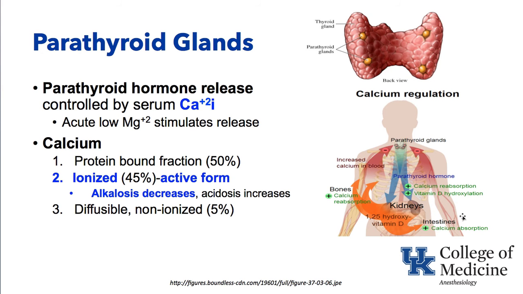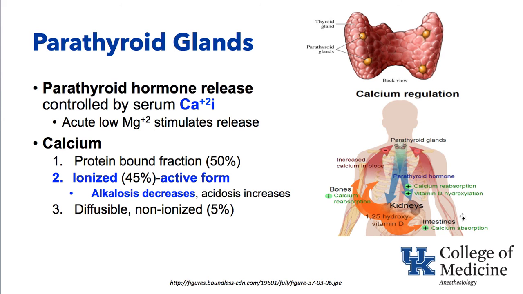Let's move on from the thyroid now to the parathyroid. There's those little glands sitting on the back side of the thyroid gland that can be damaged during thyroid surgery, for example. Parathyroid hormone release is controlled mainly by ionized calcium levels. Now, acutely low magnesium will stimulate the release of parathyroid hormone also, but it's mainly ionized calcium that affects parathyroid hormone release.